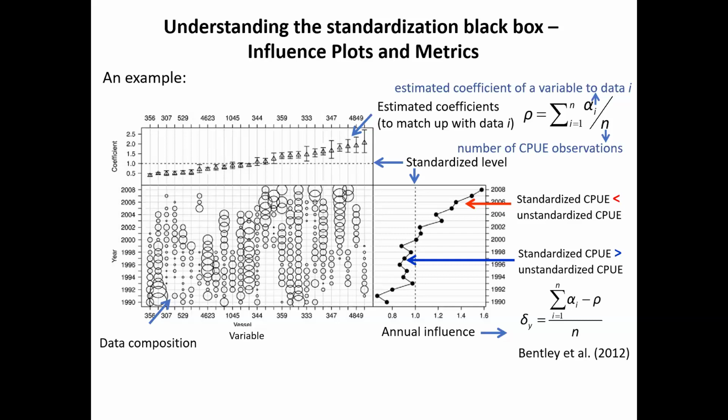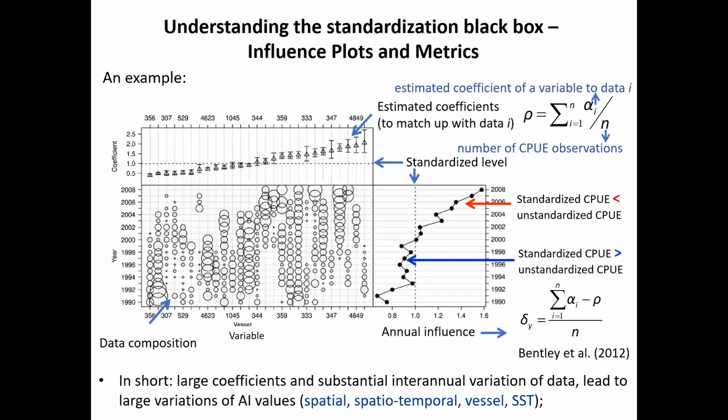According to the annual influence, we can understand in which year this variable affects the nominal CPUE relative to the standardized CPUE. For example, if the annual influence is larger than 1, the standardized CPUE is smaller than the nominal CPUE. And if the annual influence is smaller than 1, the standardized CPUE is bigger than the nominal CPUE. So in summary, according to the influence plot, if a variable has a large coefficient and a substantial interannual variation of the data, this variable has a large variation of the annual influence. In the next slide, we will show the AI value for each variable.